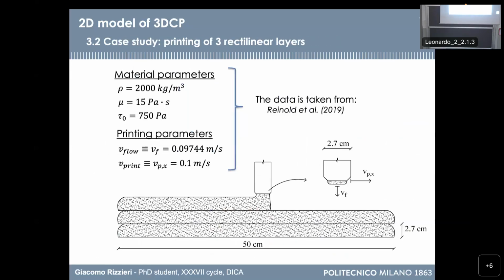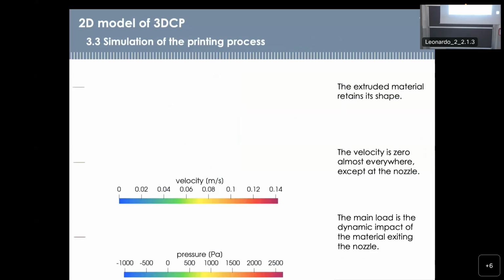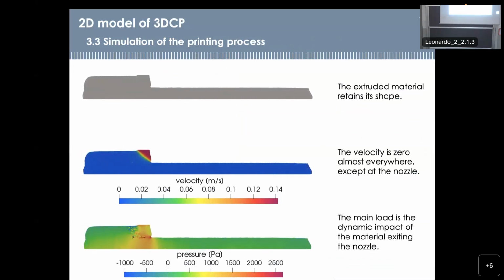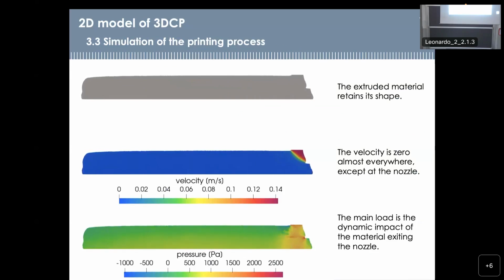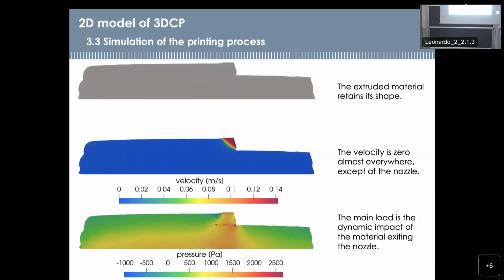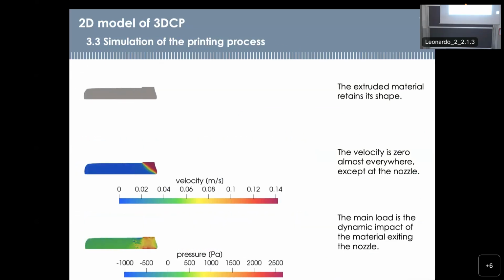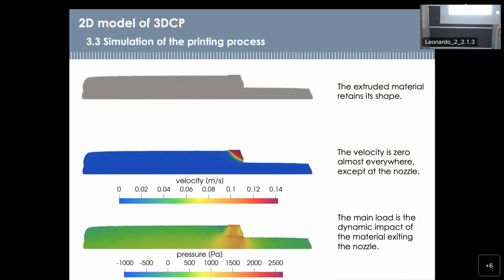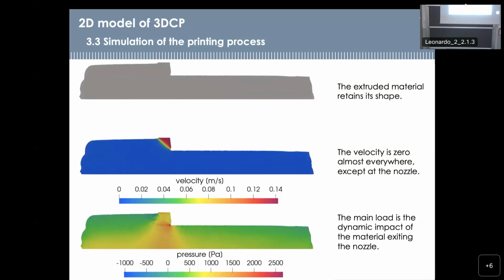Okay, so let's see some examples of the printing process in 2 dimensions. For example, in this case, I took the parameters from this work of Reynolds in the literature. We can see the printing of 3 layers. So you can see here the velocity field, it's 0 almost everywhere except at the printing nozzle. And this reflects the fact that the material, after it has been printed, is retaining its shape.